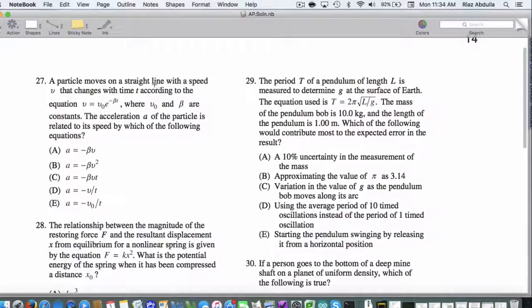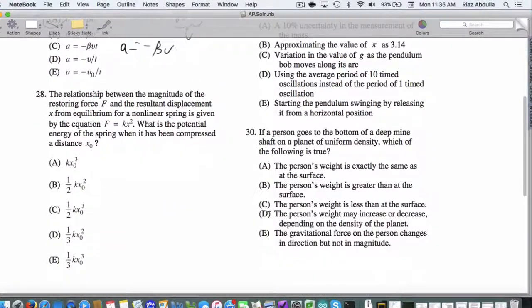All right, question 27. Let's do this. So we want the acceleration and we want to relate it to the speed. Let's get the acceleration. Let's differentiate this. That's going to be negative beta v naught e to the negative beta t. But oh my goodness, that's just v. So a, sorry, I shouldn't put a dot there. A is negative beta v. Whoa, who knew? All right.